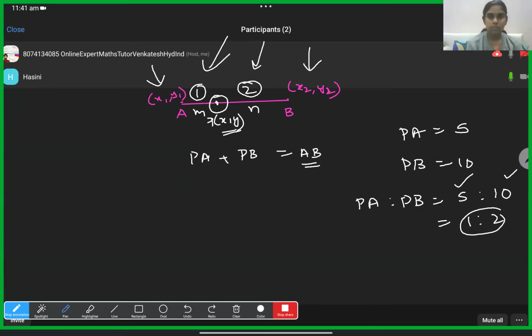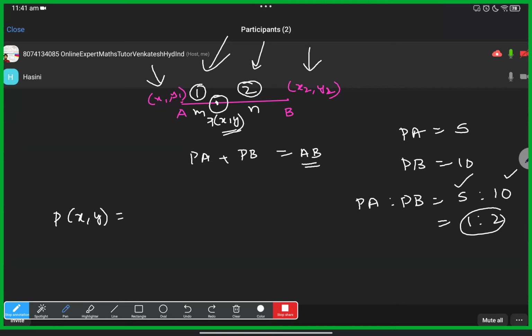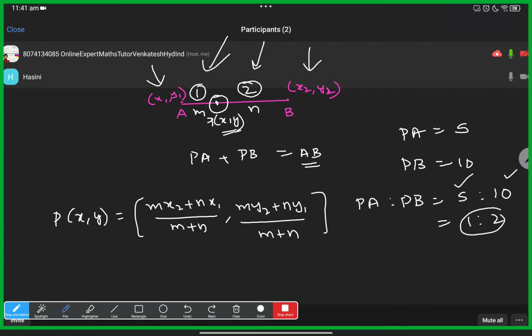So now the formula to find out P(x, y) is (mx2 plus nx1) by (m plus n), comma, (my2 plus ny1) by (m plus n). This is the formula to find out the coordinates of the point which divides the line segment joining two other points in the ratio m is to n.